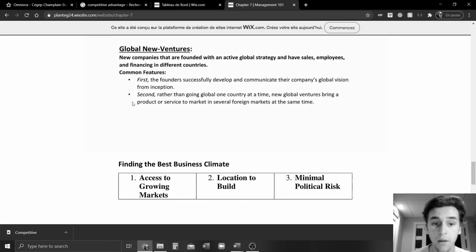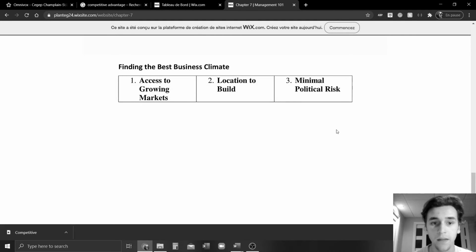cultures and different people. Next, second, rather than going global one country at a time, new global ventures bring a product or service to market in several foreign markets at the same time. Finding the best business climate, you first need access to growing markets. You need to find a good location to build, and you have to minimize political risk. Sometimes when you're building in another country, you see that their regulations are in your favor.